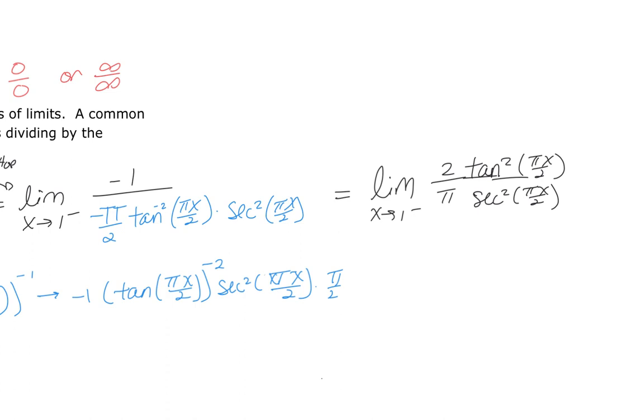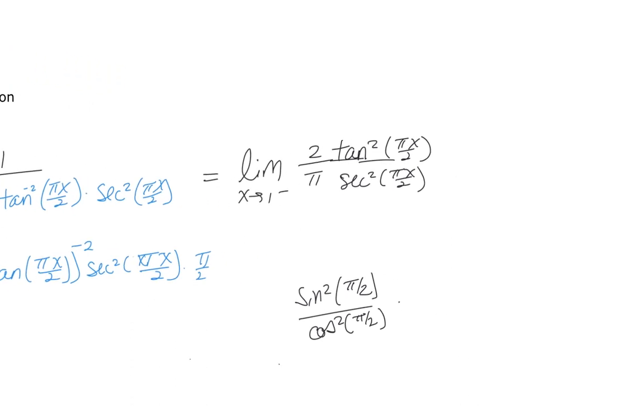But let's write tangent as the sine squared of pi x over 2 over the cosine squared of pi x over 2. And then it's going to be divided by the secant, which is 1 over the cosine squared of pi x divided by 2. These are all pi x's, let me go back and change those. Pi x divided by 2.